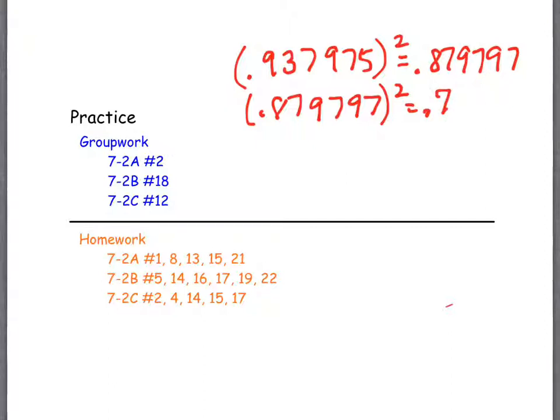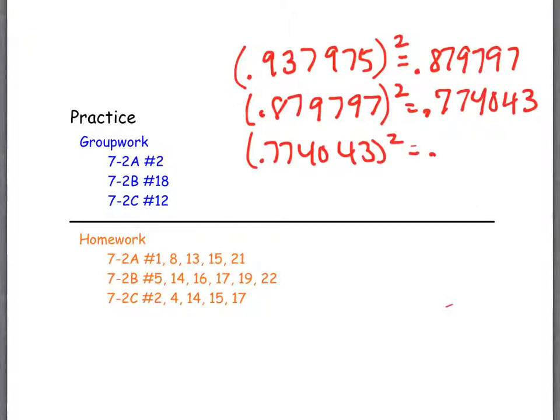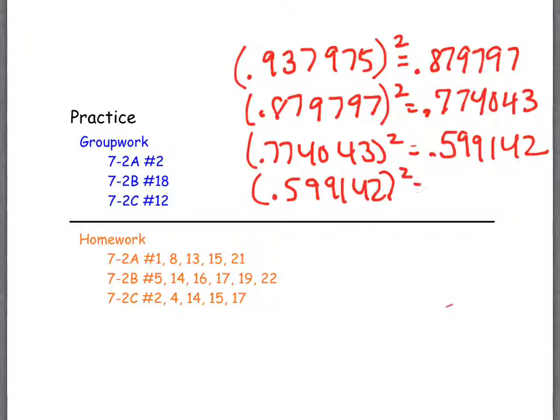0.774043. Square that. What do you have? 0.599142. Exactly one more time and we'll stop, okay? 0.599142. What happens when we square this one? Do you have 0.35?